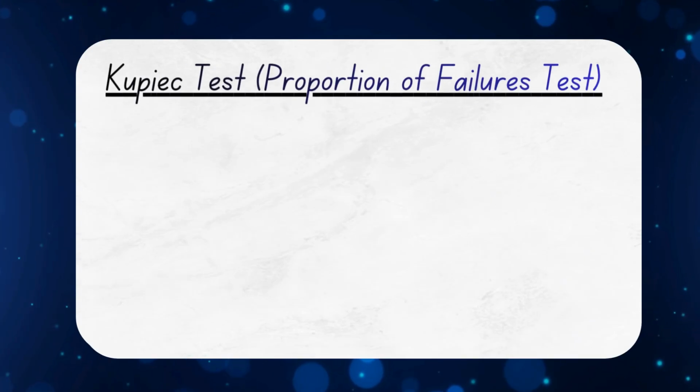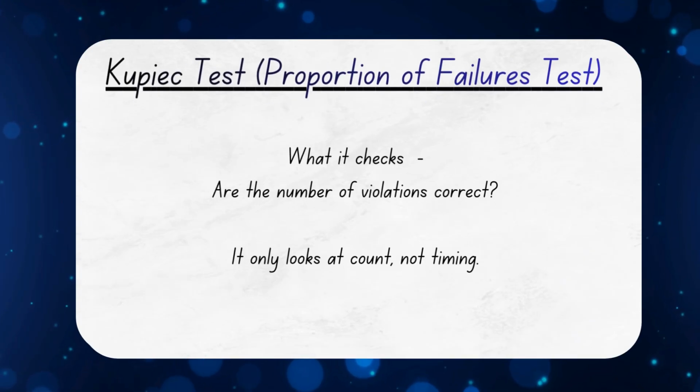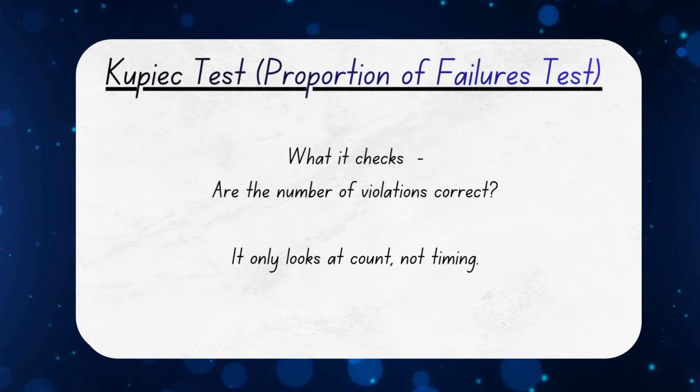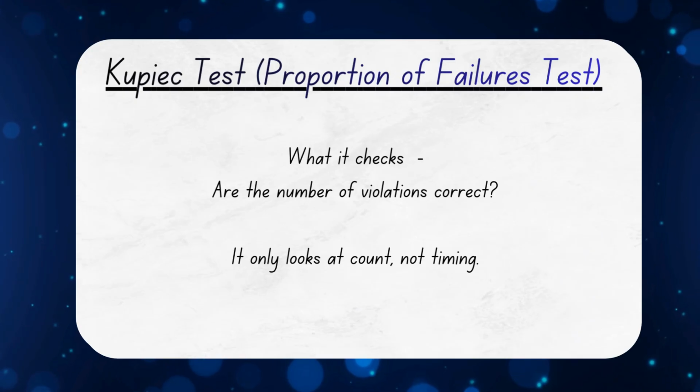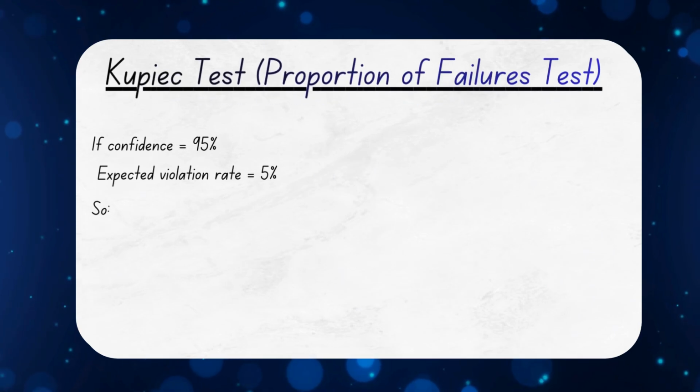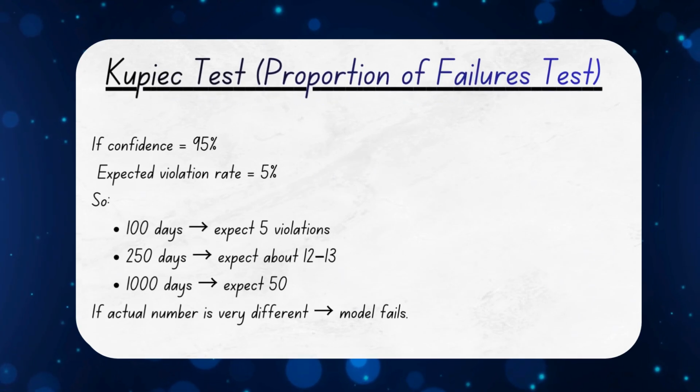First, let's understand the Kupiec test. The Kupiec test is also called the Proportion of Failures test, and it asks only one simple question. Did the number of violations match what we expected? It doesn't care when the violations happened. It only cares about how many happened. So if you're using 95% confidence, you expect 5% violations. That means in 100 days, around 5 violations. In 250 days, around 12 or 13.